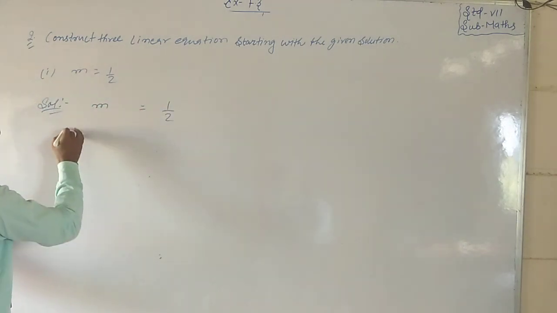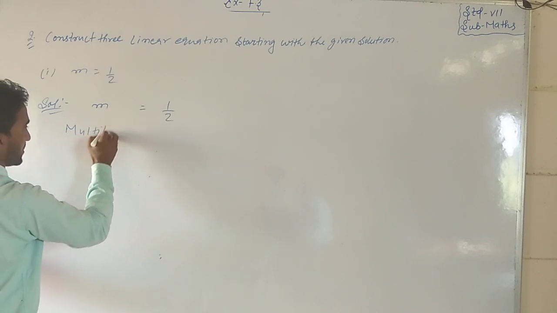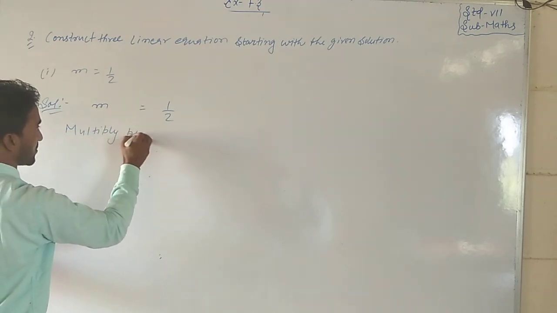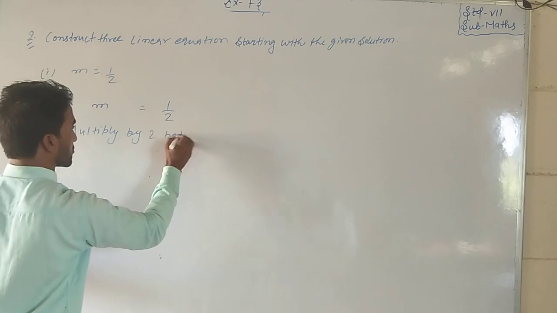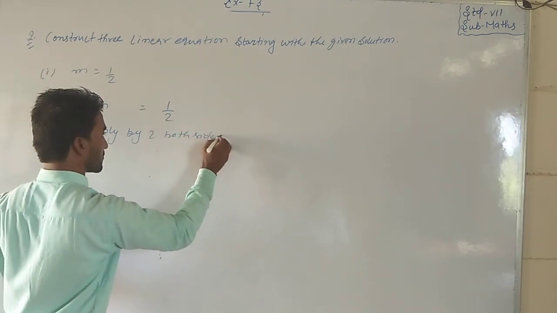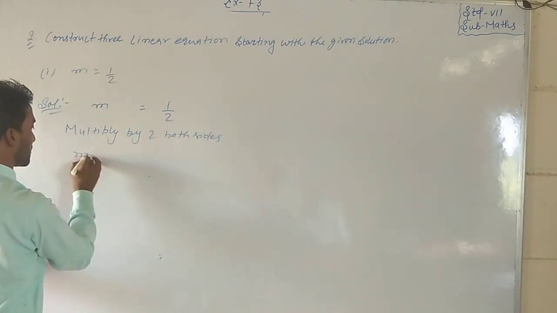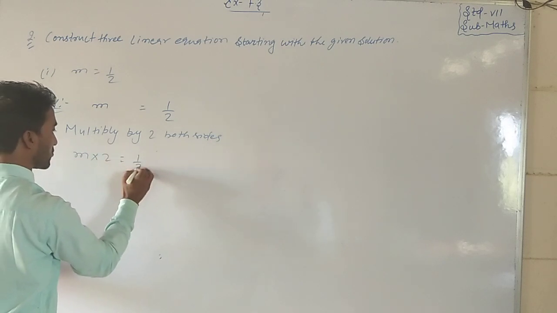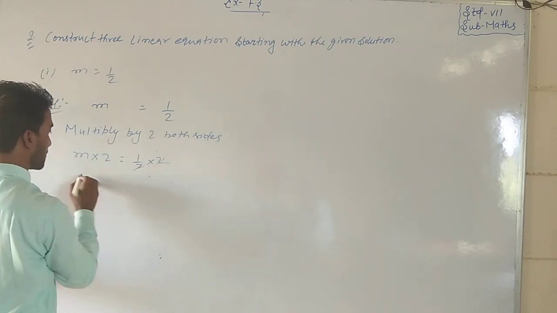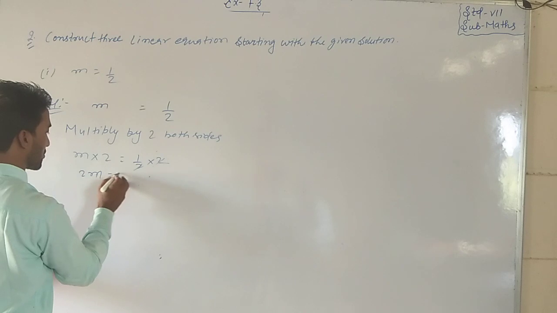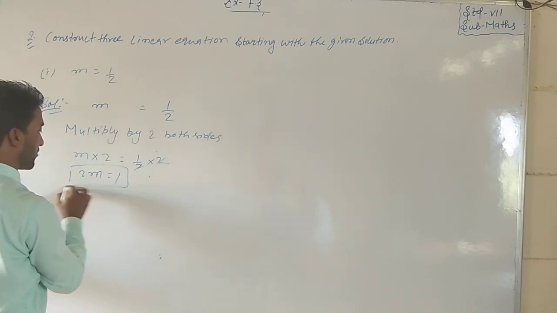Can you multiply? Multiply by 2 on both sides. What will happen? m into 2 is equal to 1 by 2 into 2. The 2s cancel. 2m is equal to 1. Okay, students? One equation is that.